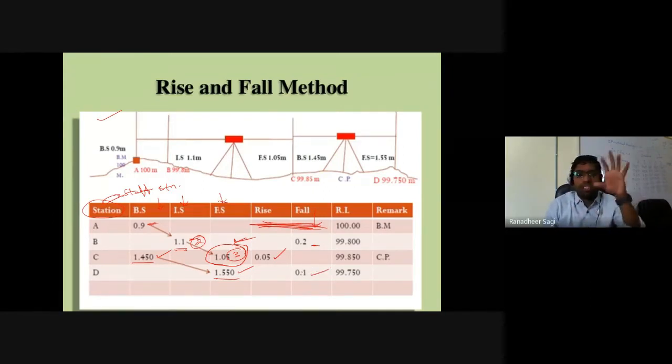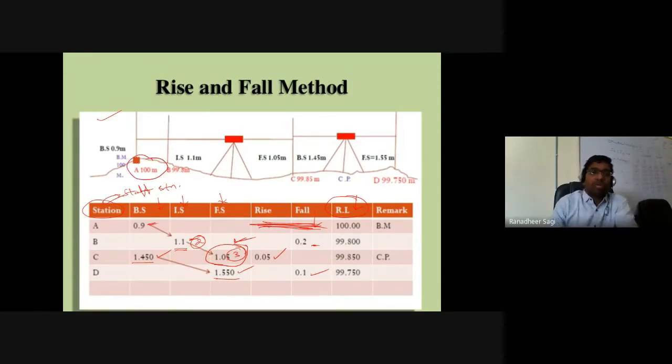So I have represented all your data either under rise or under fall, depending on how it is calculated. Now that you know the subsequent data is either a rise or a fall, let's go on to calculate your RL values. Let's see how to calculate the RL values of various points, because we already know the RL value of point A, since point A is your benchmark point. The RL value of point A is 100 meters. So I can directly write down in your table, corresponding to point A, the RL value is 100 meters.